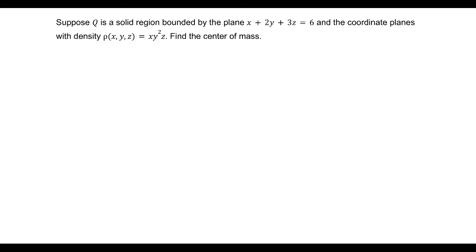Suppose Q is a solid region bounded by the plane x plus 2y plus 3z equals 6 and the coordinate planes with density rho of x, y, z equal to x times y squared times z. Find the center of mass.